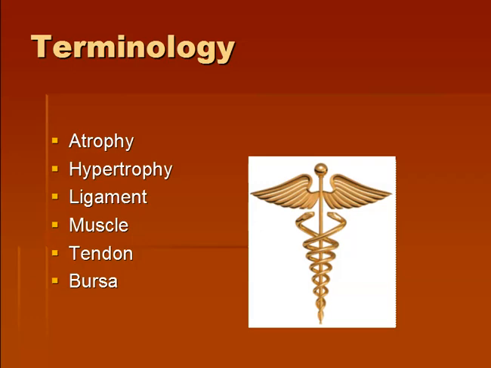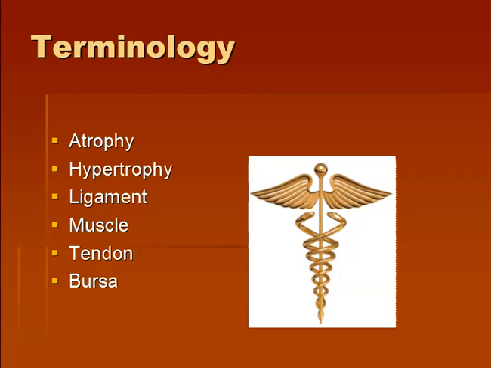Here's some terminology that's important. We'll use a lot. Atrophy and hypertrophy, these are two opposite words. The prefix a means without, and trophy refers to muscle, and hyper is excessive. So atrophy, this is muscle that we're talking about.